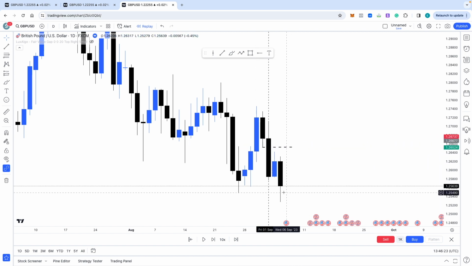So we were clearly in a downtrend. I was expecting this Tuesday low to get swept, and that was my daily draw on liquidity. So I'll mark that out for you guys here. So this was my daily draw on liquidity.